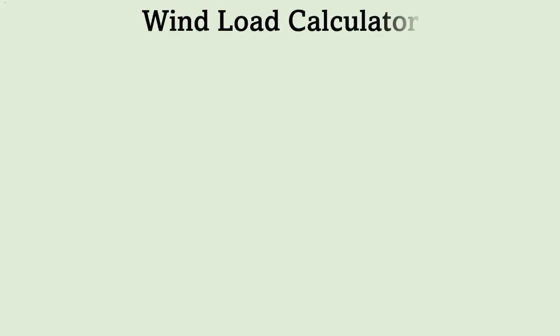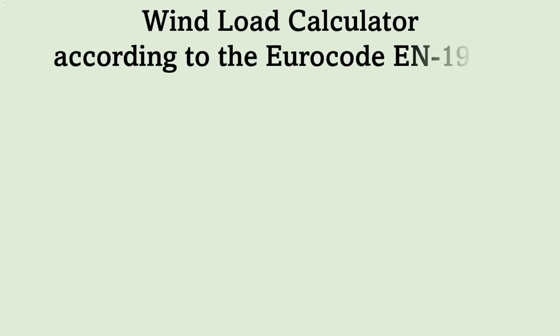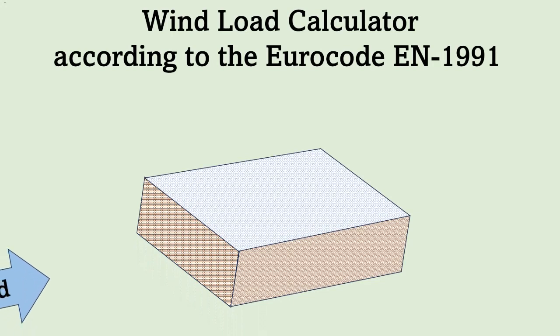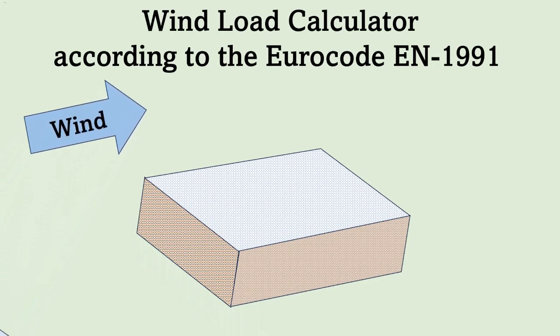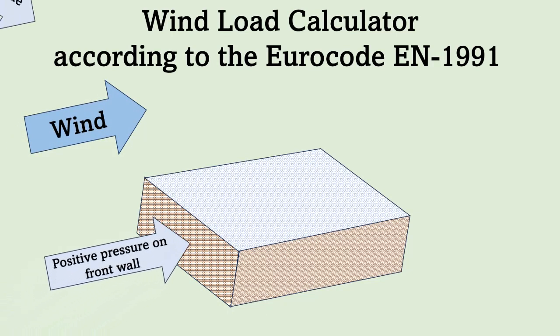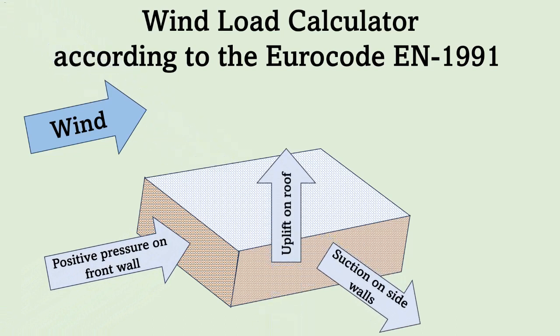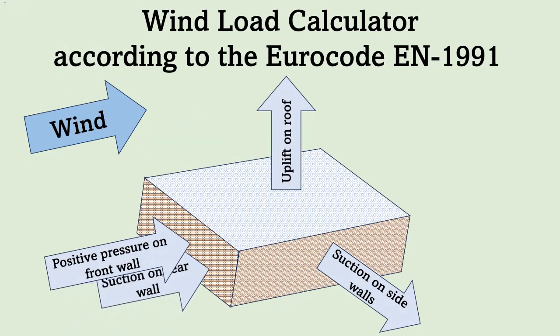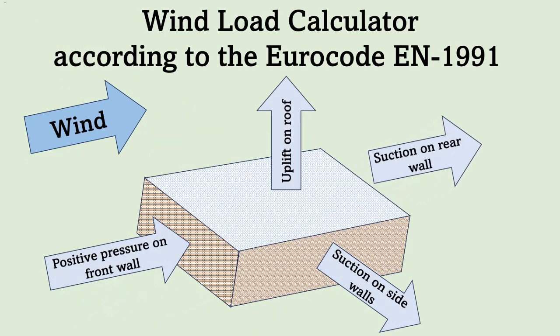Wind load calculator according to Eurocode 1991. The most common cases with this wind direction: positive pressure on the front wall, suction on the side walls, uplift on the roof, and suction on the rear wall.